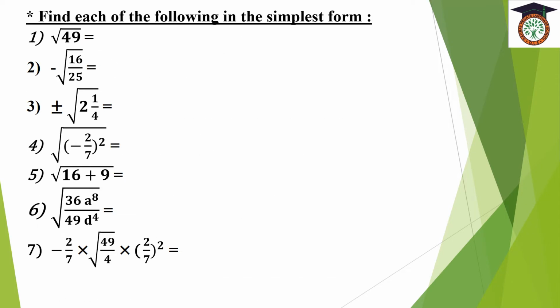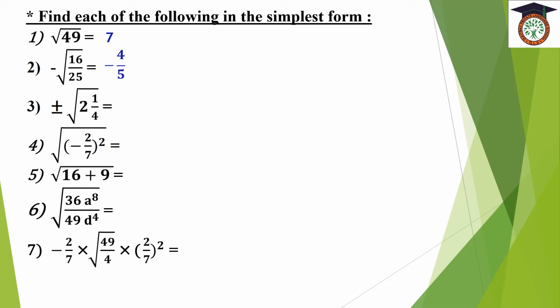Find each of the following in the simplest form. Number 1, we have the square root of 49. We know that 49 equals 7 times 7. So the square root of 49 will be 7. Number 2, we have negative square root of 16 over 25, and our negative here is outside the square root. So we will find the square root of 16 and the square root of 25, and our negative will still be with us. So the final answer will be negative 4 over 5.